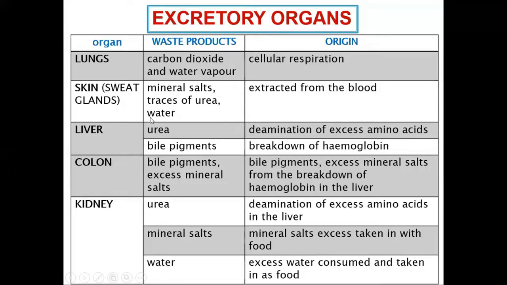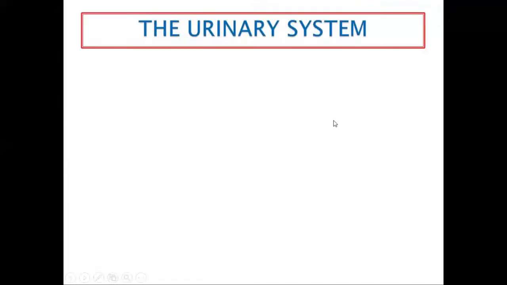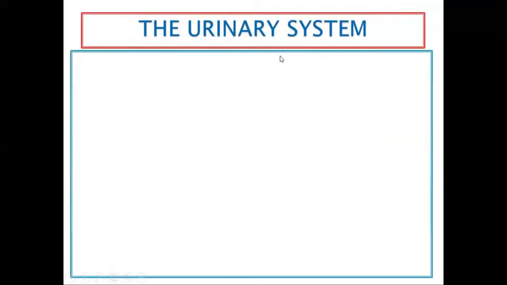Basically, these are some of the organs which you need to know which excrete. These are the excretory organs in our body. So what is the urinary system? Let's look at the urinary system, the system which brings about urine.